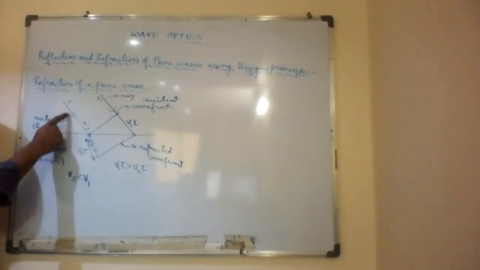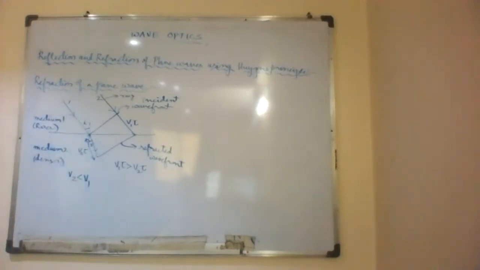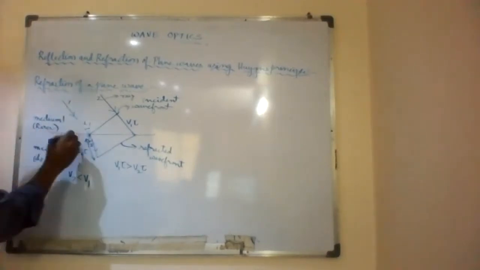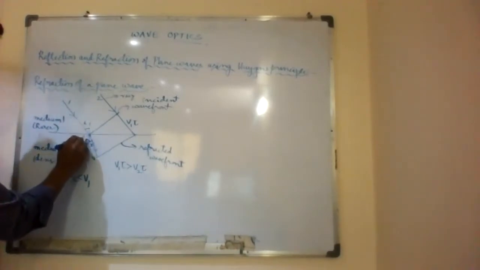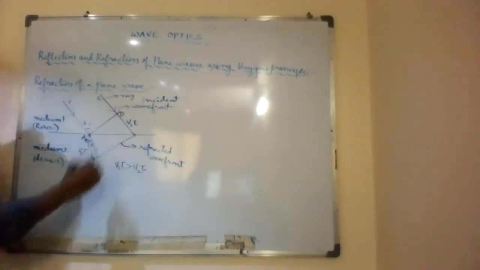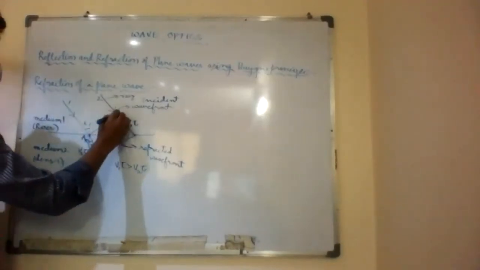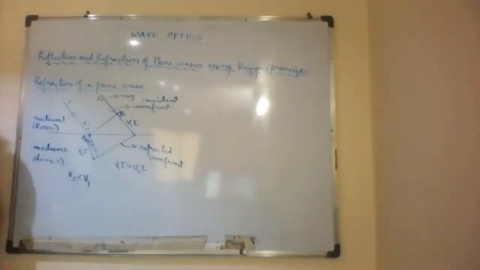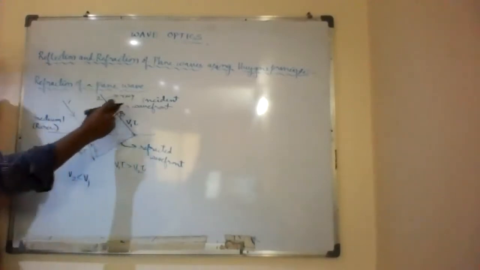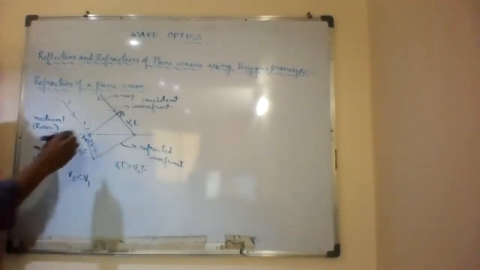So when the first ray touches the interface at point A, the second one is still in the air at point B. But now, wavefront means a line perpendicular to the rays.